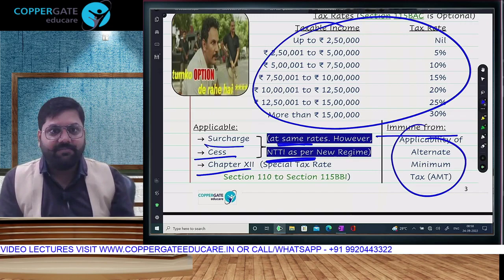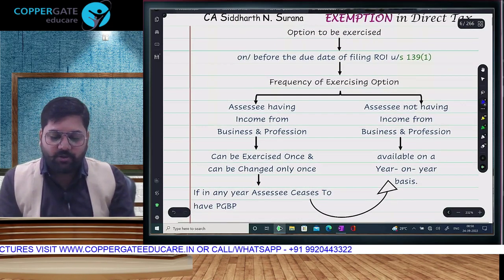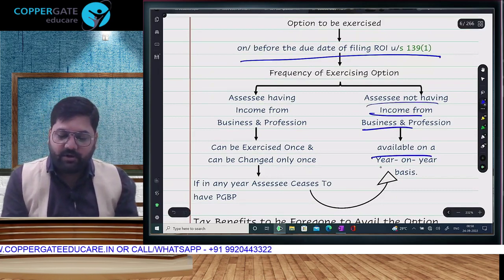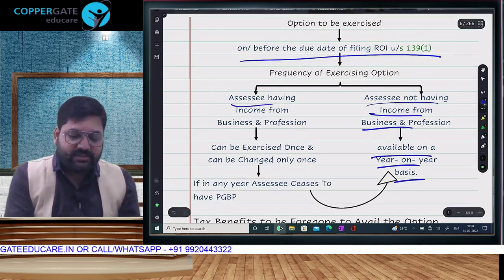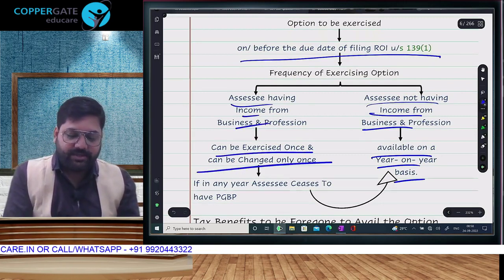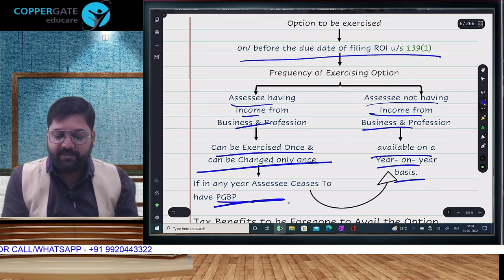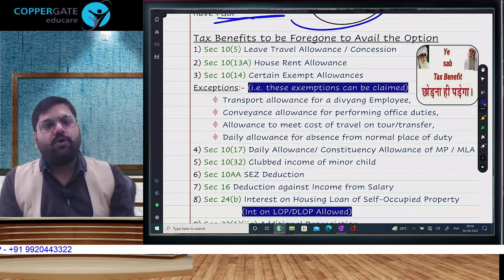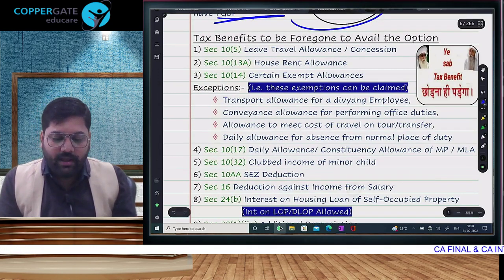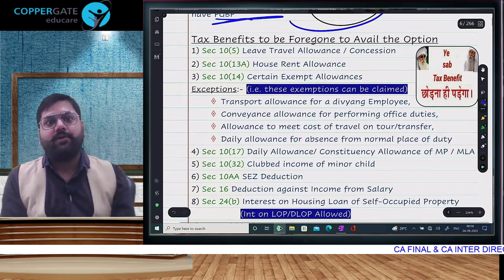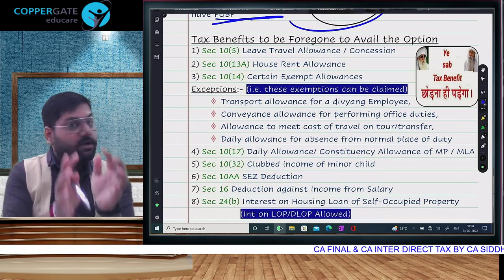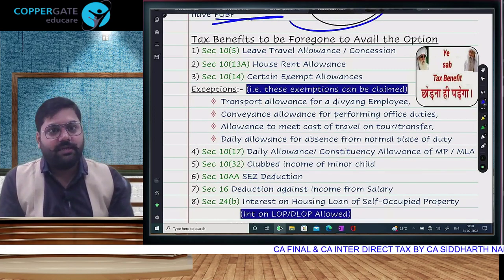Have we studied this in 115BAC? Option to be exercised on or before the due date of return filing. Not having business or profession, on a year-on-year basis. Having business or profession, you can take the option and you can change once, but later you can't change. If you stop having PGBP, you can go into this category. The only thing that we have not studied is the list of tax benefits to be foregone, and you are currently not in a position to understand all these provisions until you learn these chapters. These are not just sections, they are chapters of your syllabus.